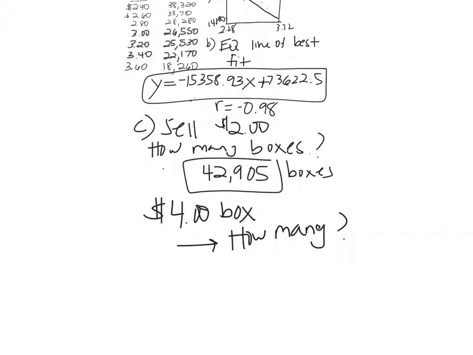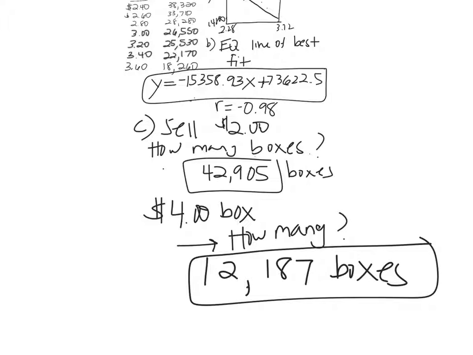How's it going? Pretty good? All right. How many did you get? I did trace on my calculator. How many of you guys did trace on that line? Yeah, you like it that way? And I got 12,187 boxes. Yeah? Okay. You can also do it by plugging in too. Okay, so that's linear regression.